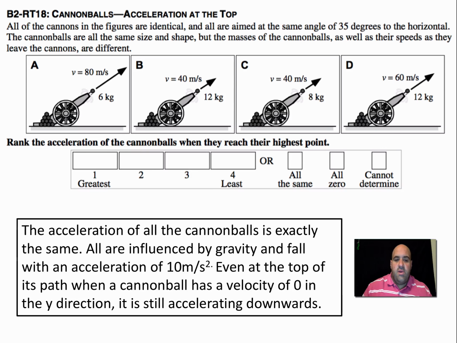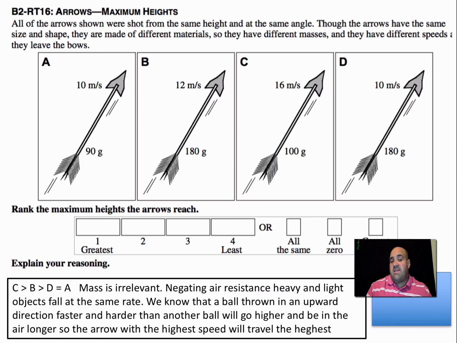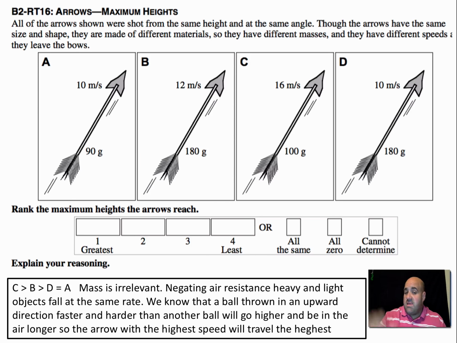And again, there's a little write-up of that if you need a visual of that for your homework. It's all the same. All are influenced by gravity, fall at the same rate, 10 meters per second squared. Even when you have a velocity of 0 at the top, you're still accelerating downwards at the same rate. And last one, unfortunately, I gave you the answer already to this. I forgot to use the PowerPoint animations to click it in.